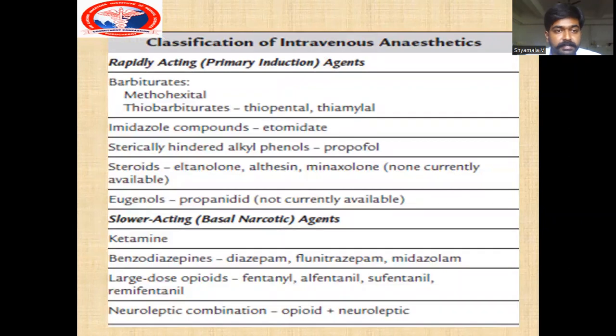Classification of intravenous anesthetics: rapidly acting primary induction agents, or barbiturates, methohexitone, thiopentone.